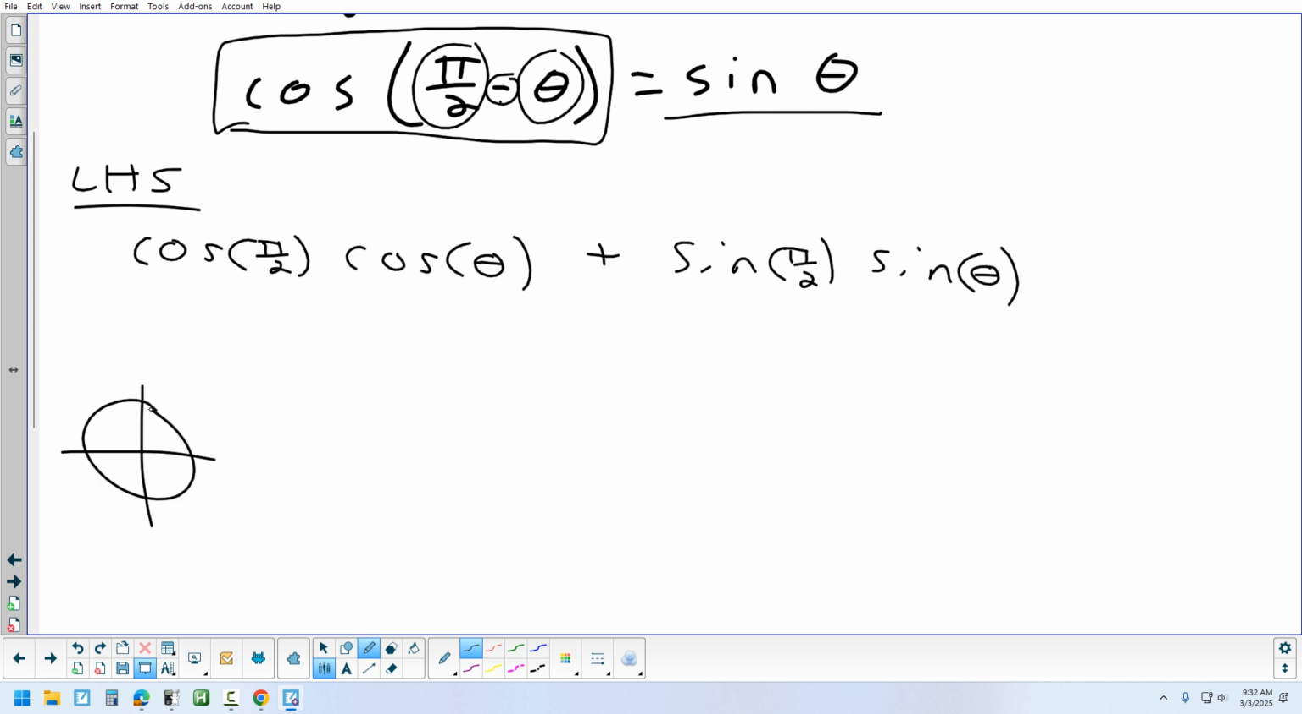Let's think about our unit circle. Pi over 2. Where's pi over 2 on the circle? I would choose the coordinate 0, 1. Right, it's the coordinate 0, 1 for 90 degrees. So now we've got our x and y. Let's apply it and see what we get. What's the cosine of pi over 2?